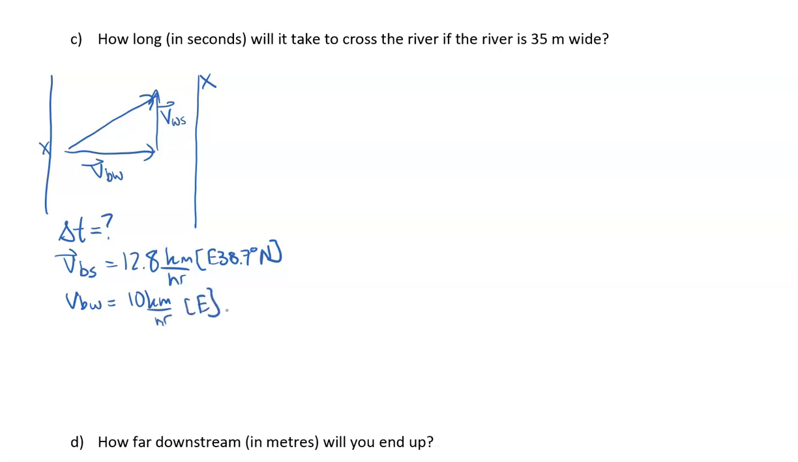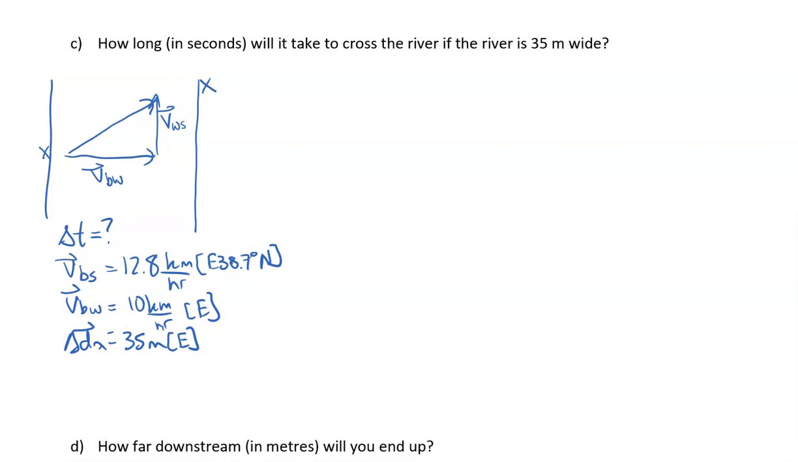All right, we have all these givens. And we also know that the displacement across the width of the river is 35 meters east. It's not the width of the river, it's the displacement that's going to happen going across the width of the river. So you're going to go 35 meters east. You're in fact going to go further than 35 meters because you're going to go all the way along here. But your displacement in the eastward direction is going to be this.